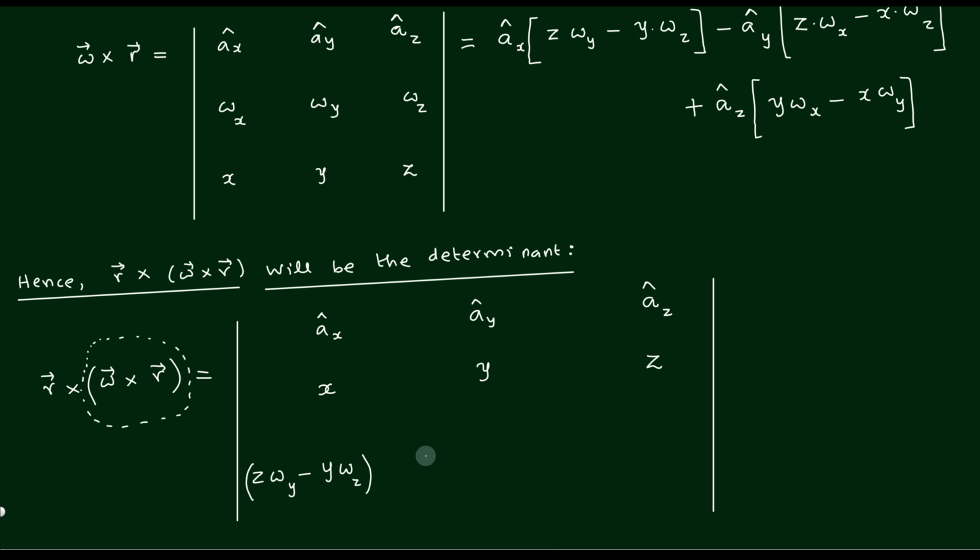The second part you have to see carefully. There's a minus sign there, so you have to take the minus sign inside. So I'll take the minus sign inside and then write it down. So it becomes x times omega z, then minus z times omega x. And finally the last term, you can write down like y times omega x minus x times omega y. And that's all about it.